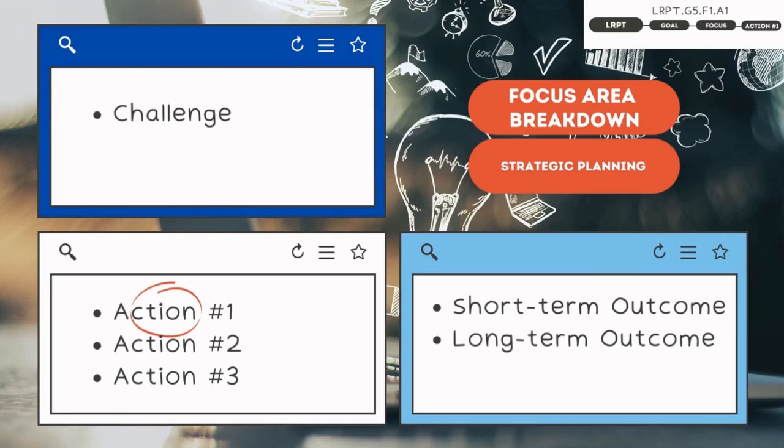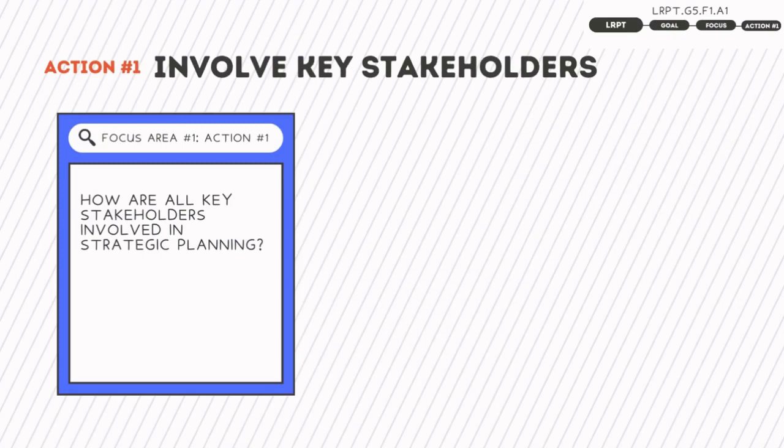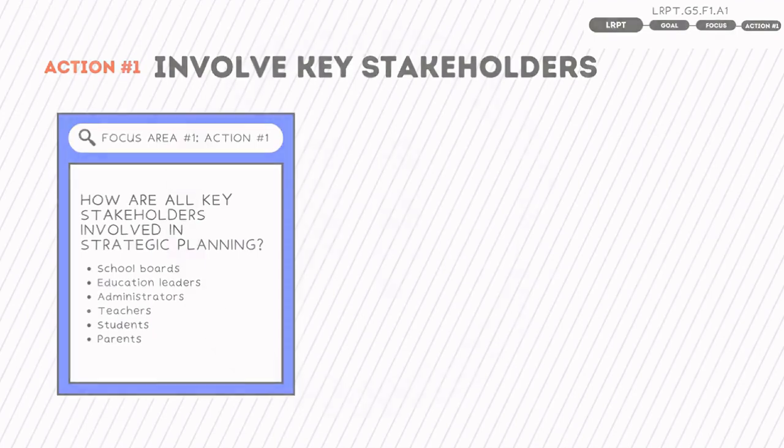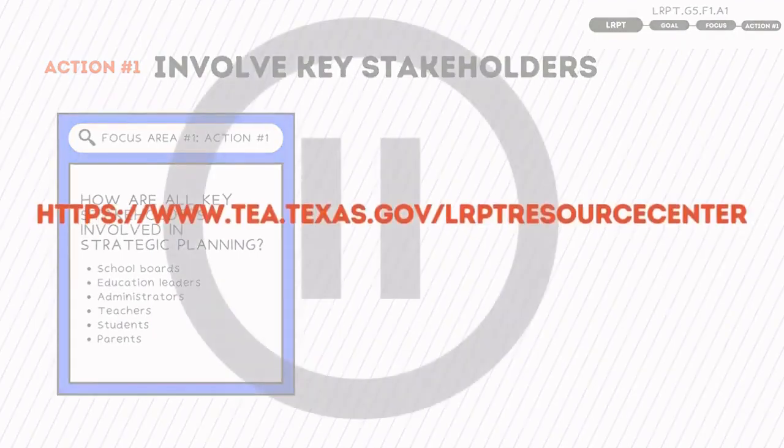We know the challenge. Now let's think about our first action. Action number 1 is to make certain that key stakeholders are involved in the creation and implementation of the strategic plan. These stakeholders could be unique to your district, but would commonly include school boards, education leaders, administrators, teachers, students, and parents. Pause the video here and use your workbook to note how you are and how you could build involving key stakeholders in strategic planning for technology.